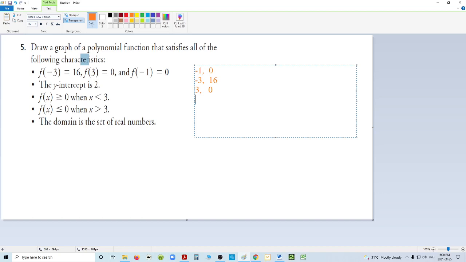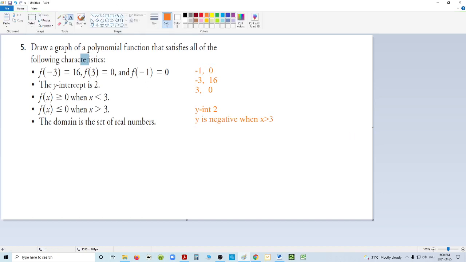Then they tell us the y-intercept is 2. Y-intercept is 2, so that might help. And when x is smaller than 0, y is smaller or equal to 0 when x is bigger than 3. Okay? So y is negative when x is bigger than 3. The domain is the set of real numbers. That's fair enough. Well, first of all, this is going up by 2. Oh, I still have it in the wrong order.